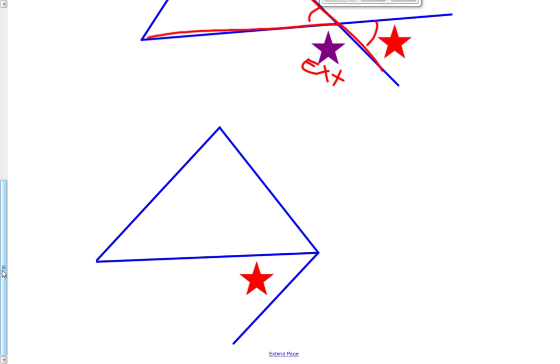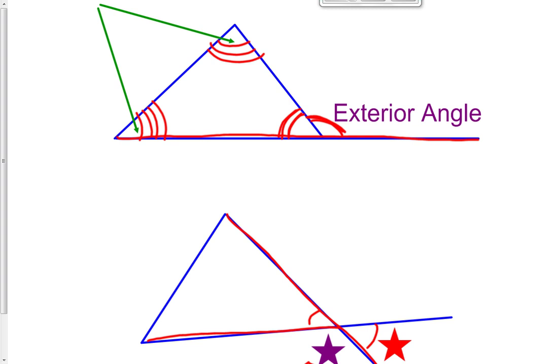Take a look at this one. Again, the red starred, people get confused with this. The red starred angle is not an exterior angle. The exterior angle does have one side of the triangle as a side of the angle, but the other side has to be an extension of one of the sides. So this right here would be an exterior angle, but not the red starred angle. So just be careful with that.